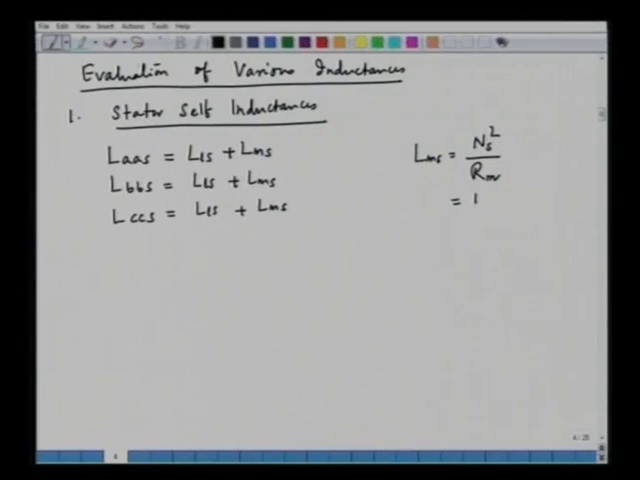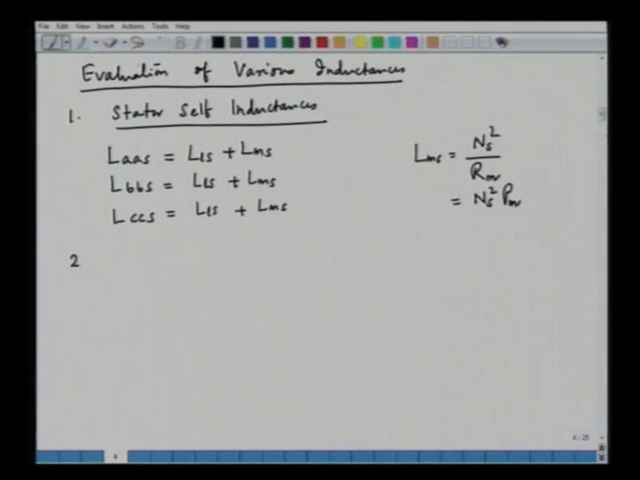And Rm is the reluctance of the magnetizing path, or we can also write it in terms of permeance. So, Ns square into Pm, where Pm is the permeance of the magnetizing path. This will be the same for phase A, phase B, phase C, and hence we can say that the self inductances are equal.